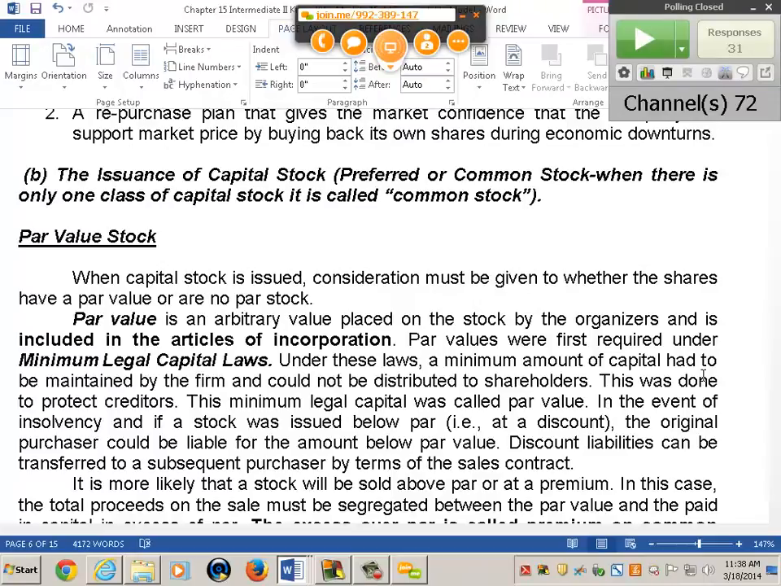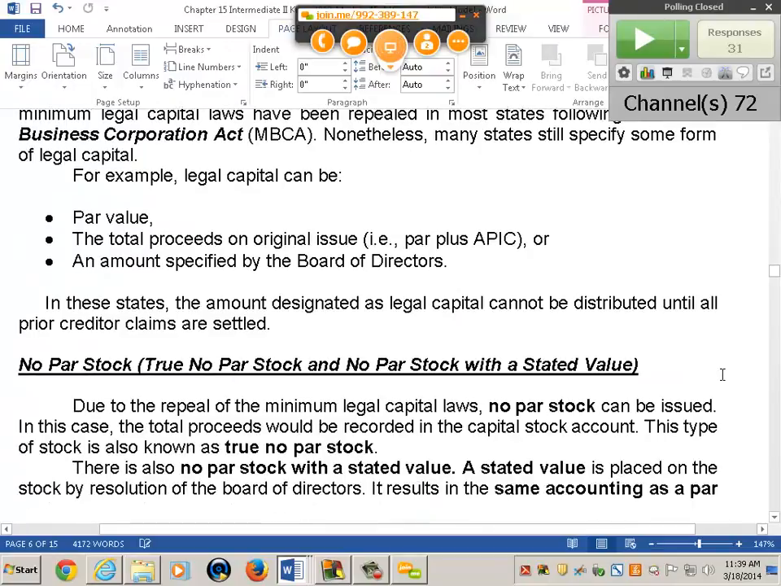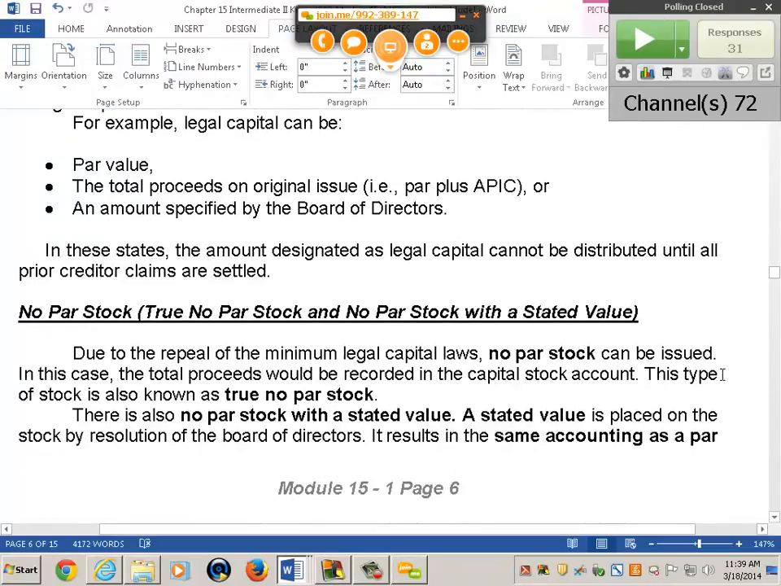Now, no par stock means that there's no par and everything you sell, the full amount of the proceeds of the common stock goes into the capital stock account. What is a stated value? Stated value is, once again, an arbitrary amount placed on the stock by the board of directors by a board of director resolution. Now, for us, the debits and credits look exactly the same as par value. So if you have a stated value, if you have a par value, the debits and credits are identical.